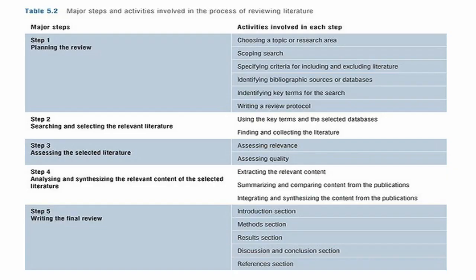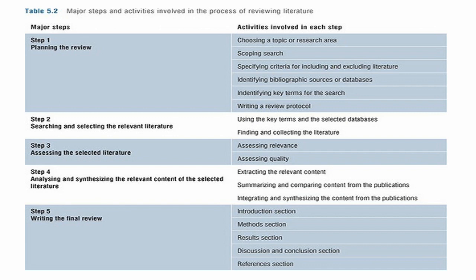So next, we have here the different steps and activities involved in the process of reviewing literature. So you have five steps. Number one, planning the review. So number one, you have to choose a topic or research area. If your study is about maternal well-being, that is your topic, and you will look for articles related to this. So you have to key in maternal well-being or well-being of mothers or mental health of mothers or life satisfaction of mothers, something like that.